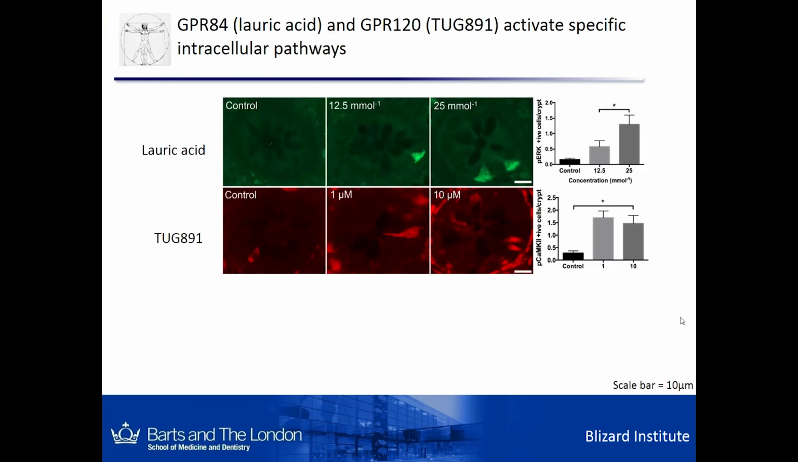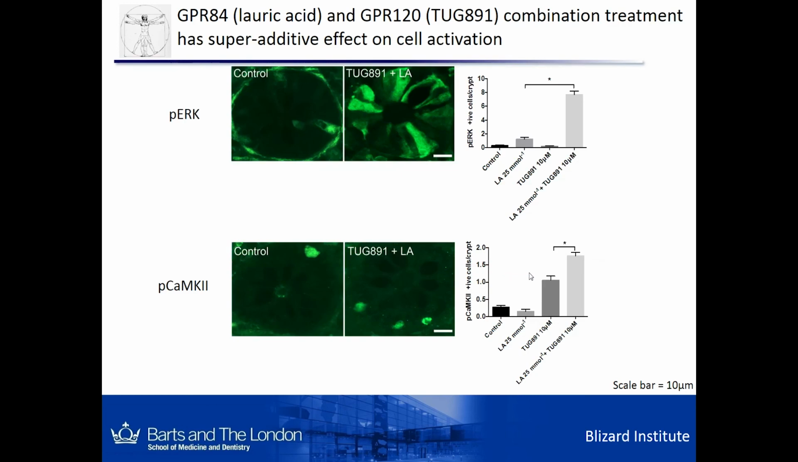When we looked at human tissue, however, we found that specific intracellular pathways are activated. When we use lauric acid to activate GPR84, only the pERK pathway was activated, and again you can see this dose-dependent increase. Whereas GPR120, activated by TUG891, specifically activates the pCaMK-positive pathway. When we use these agonists together to activate GPR84 and GPR120, the combination has a superadditive effect on cell activation.